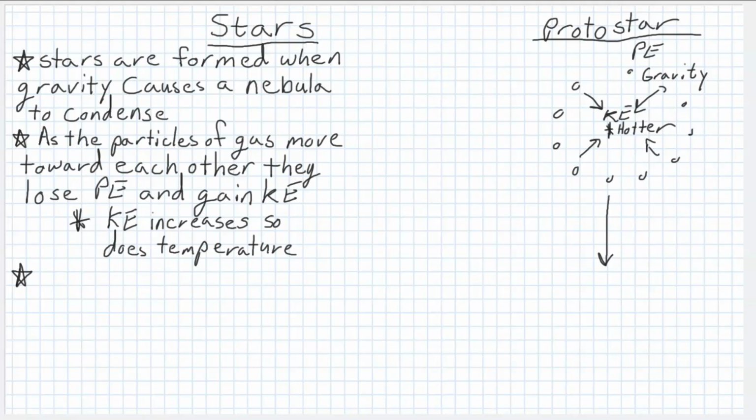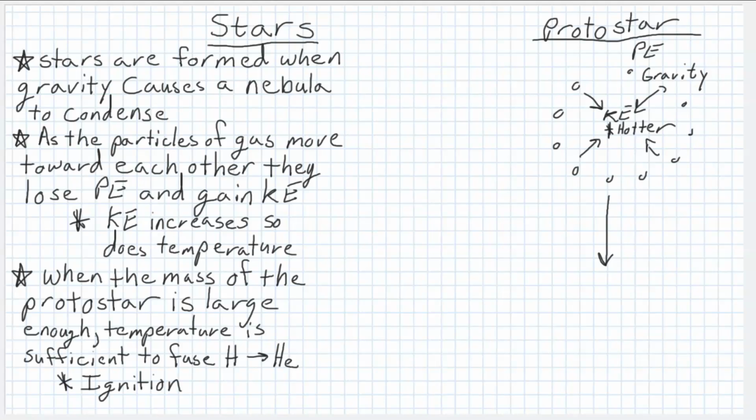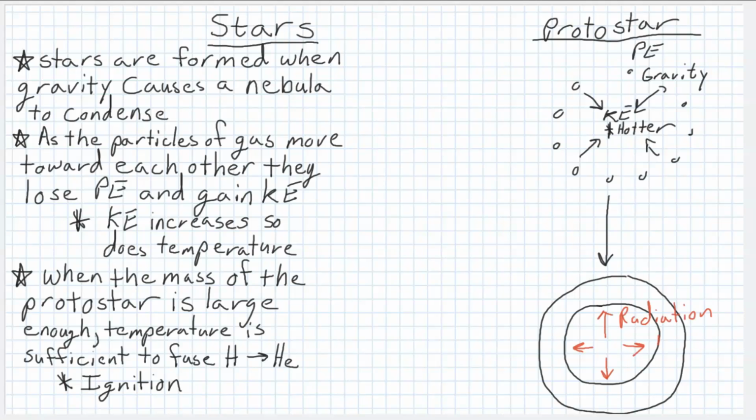So at this point, I don't have a star yet, but I do have a star in the making. So this is what we call a protostar. And when the mass of the particles falling toward the center of our protostar is large enough, the temperature inside the core of our protostar is sufficient to fuse hydrogen nuclei to helium nuclei. We call this point ignition because the fusion reaction, which will go on inside the star for billions of years, has begun.